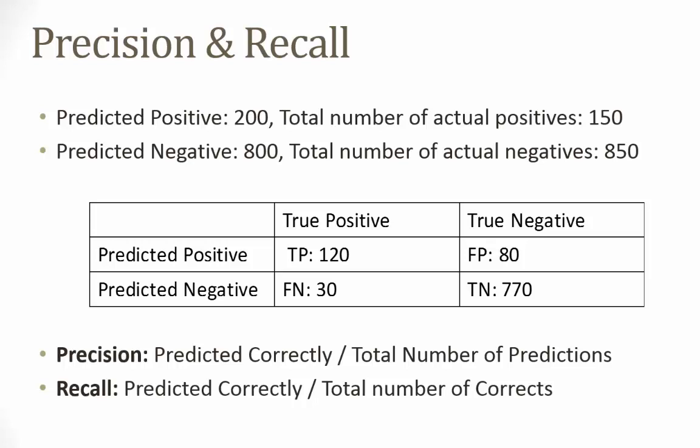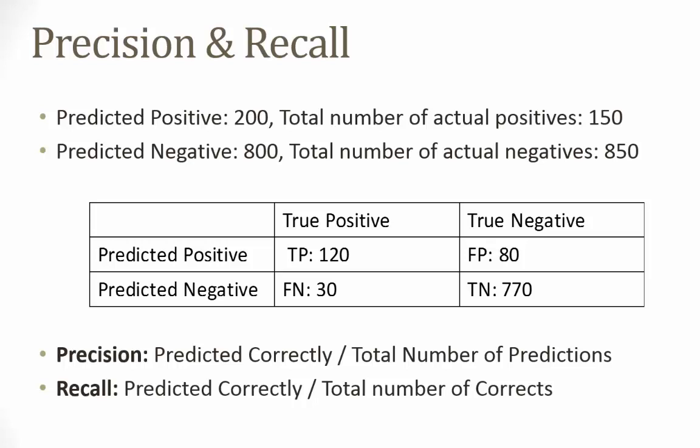Now, let's consider how we can calculate precision and recall using this knowledge. Precision is a proportion that you can calculate using the number of cases that were predicted correctly divided by the total number of predictions. So what would be the precision for predicted positive and predicted negative? Let's calculate the precision for predicted positive. We have 120 that were predicted correctly divided by the total number of predictions. What is the total number of predictions for positive? It was 200, so it's going to be 120 divided by 200.